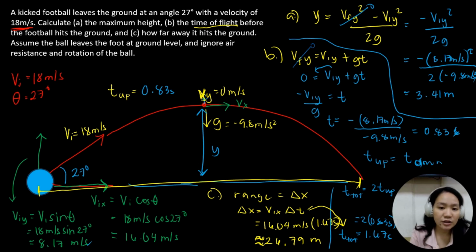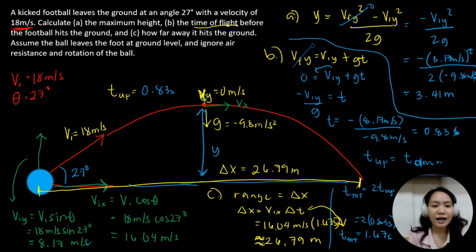So what is the horizontal distance then? The range of this projectile is 26.79 meters. And that is how you solve a projectile motion example wherein the object is launched at an angle. Okay, I hope you were able to write some good notes for this lesson.